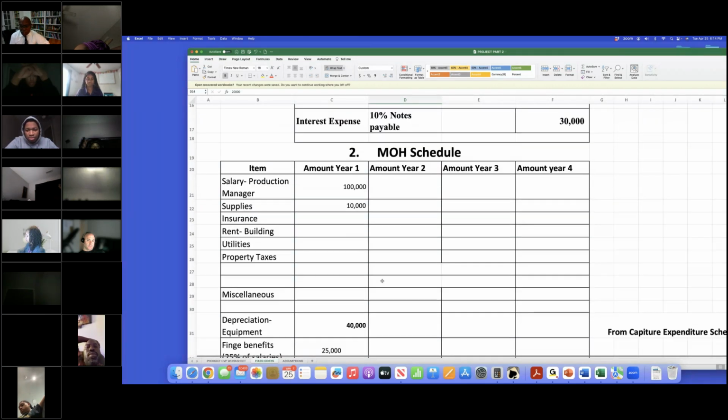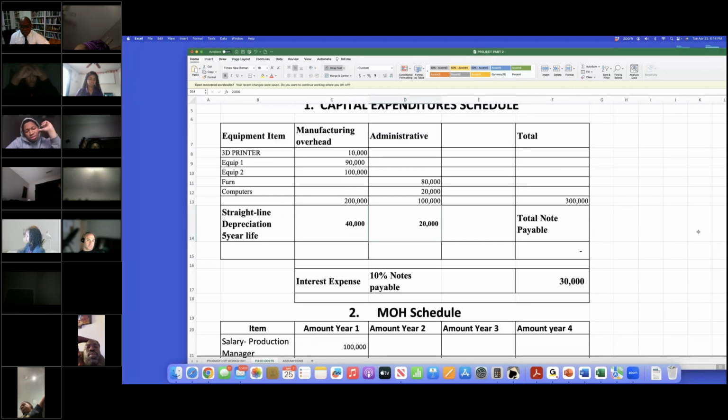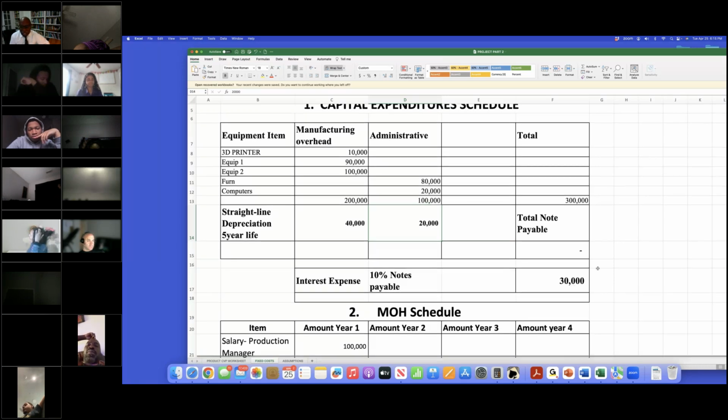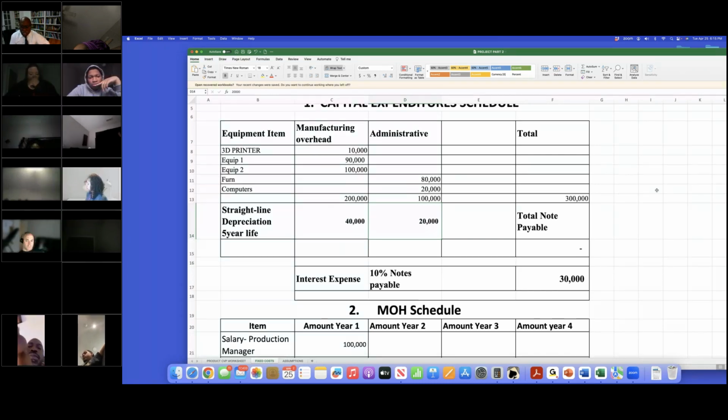Then the notes payable is 300,000. We're gonna have a 10% interest rate, so your interest expense is $30,000 in this problem. And so you make an entry, debiting equipment for 300, crediting notes payable for 300. Then we want to pay the note off over a 5-year period.